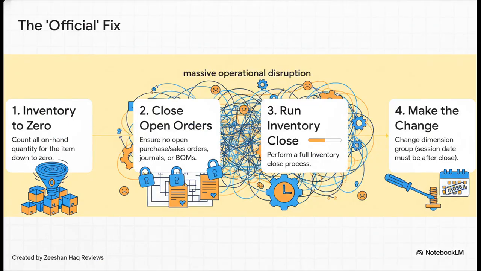So let's circle all the way back to Dolly's problem. What's the official fix? Well, it's painful. It is a multi-step nightmare. You have to count every single piece of on-hand inventory for that item to 0. You have to make sure it's not on any open orders, any journals, any BOMs. Then you have to run a full inventory close. And only then, if you set your session date to be after that close, can you maybe make the change. It is a huge operational disruption.